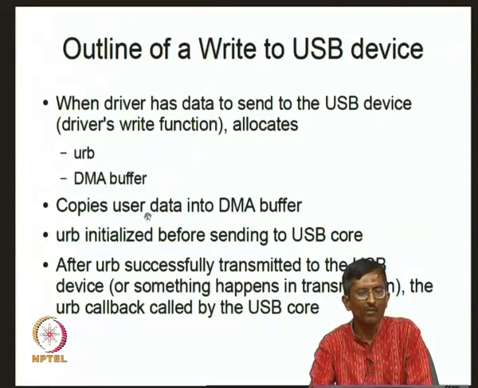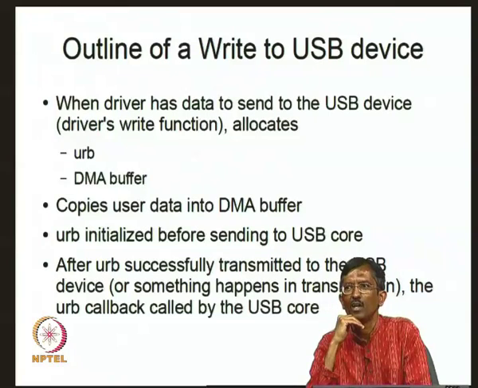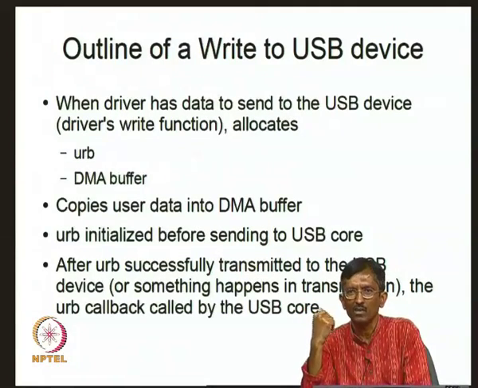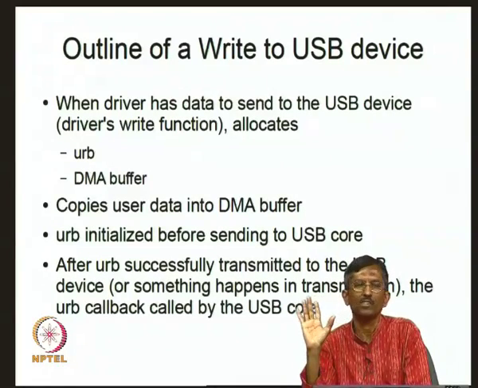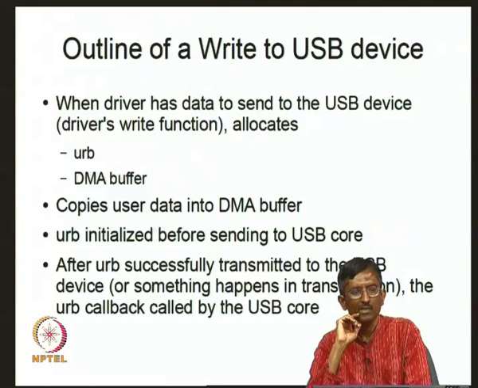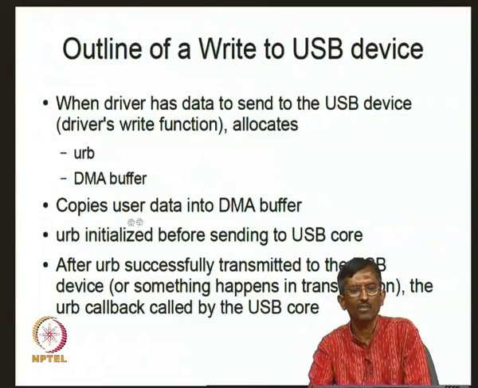So the user data could be coming from user space, and then it has to be copied into the DMA buffer. That means that again this is a kernel function which actually has to be careful that the user is not giving you something which can create some security problems. It has to be mapped, it has to be a legitimate address, not an illegal address, for example. All those things are checked by the kernel and then it's copied into the DMA buffer.